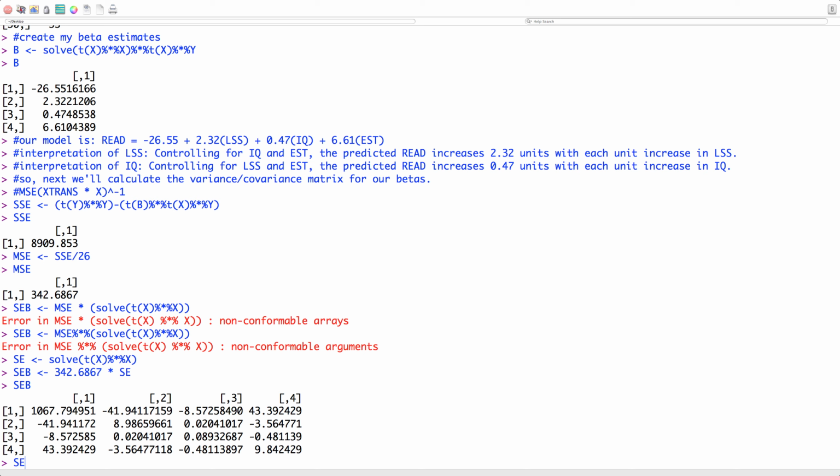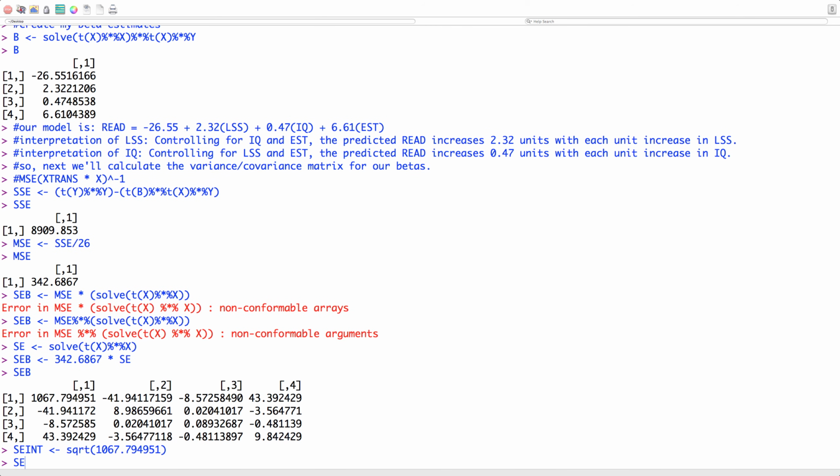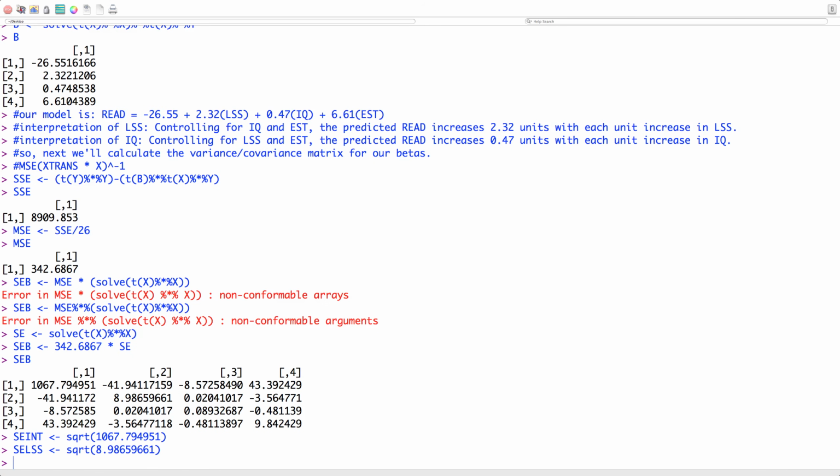So to get the standard error for our intercept, we have to take the square root of 1067.794951. To get the standard error for LSS, we have to take the square root of 8.9865 9661.